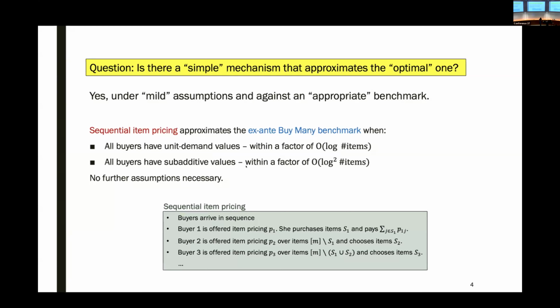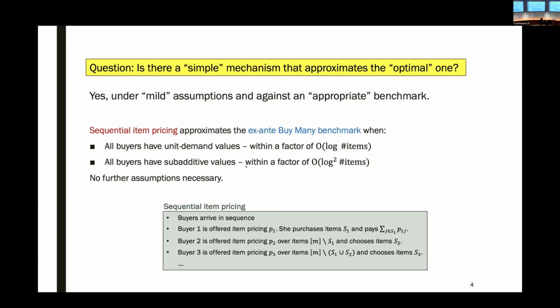What is this mechanism? Basically, it interacts with every buyer in sequence. So buyer one arrives. We give an item pricing to this buyer. The buyer can choose to buy any subset of items they like, based on how their values are instantiated, and they pay the sum of the prices of the items. Then the next buyer arrives, and for whatever remaining set of items we have, we again come up with an item pricing. The second buyer picks their favorite bundle to buy and then walks away. And then the third buyer arrives, and so on and so forth.